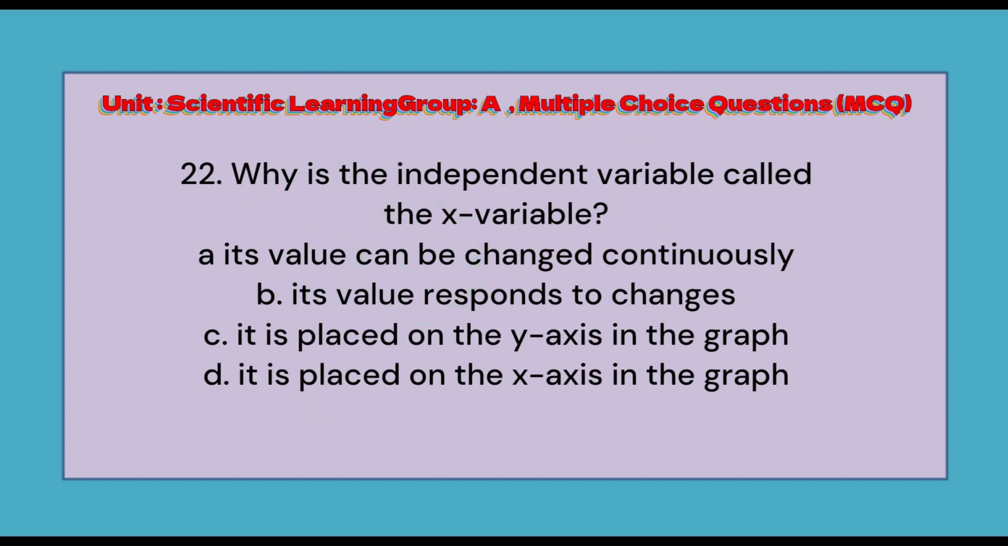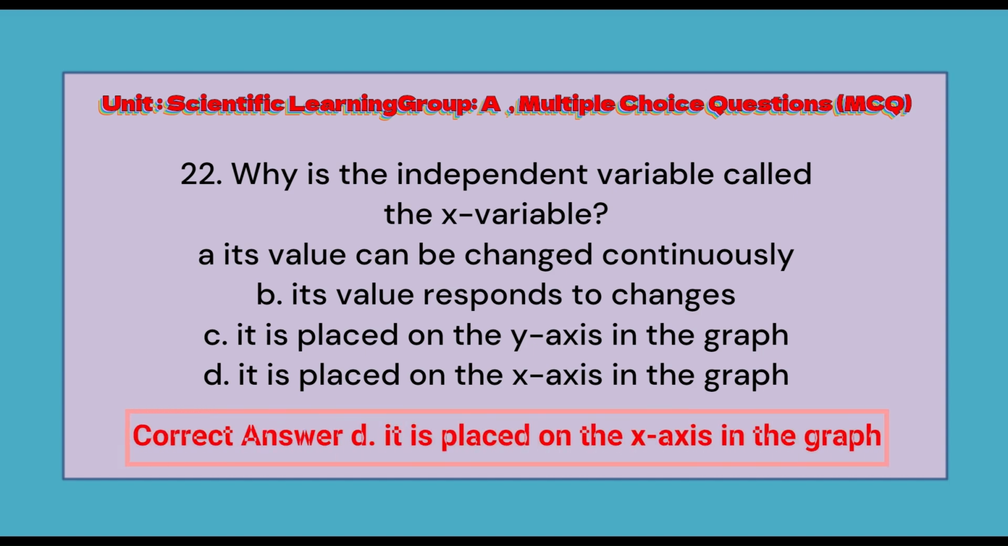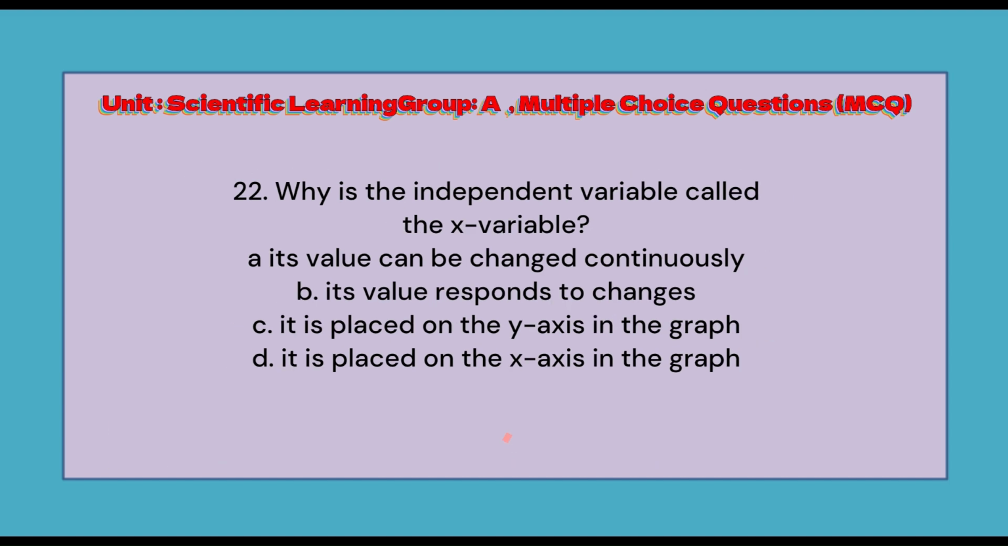22. Why is the independent variable called the x variable? A. Its value can be changed continuously. B. Its value responds to changes. C. It is placed on the y-axis in the graph. D. It is placed on the x-axis in the graph. Correct answer. D. It is placed on the x-axis in the graph.